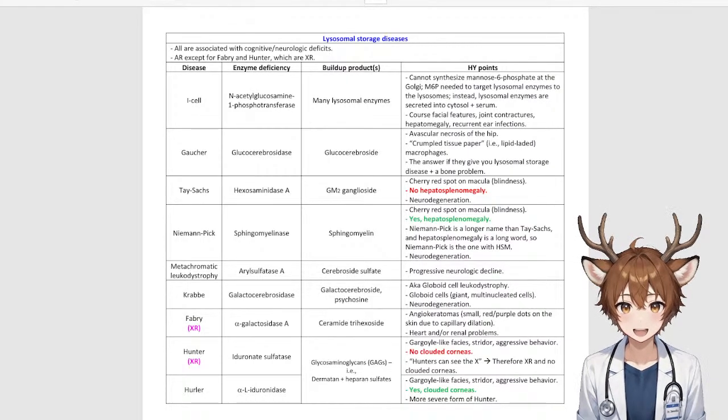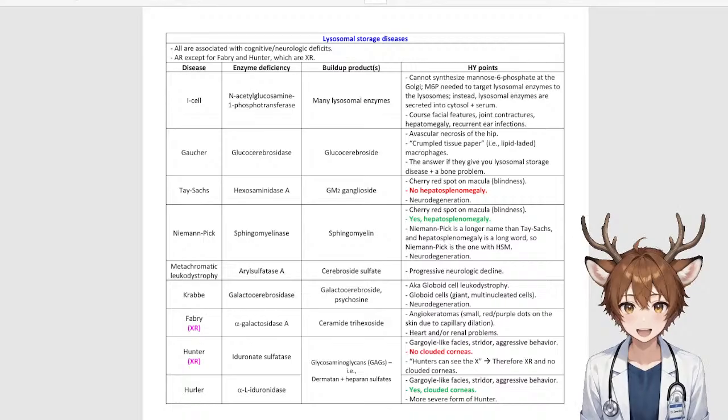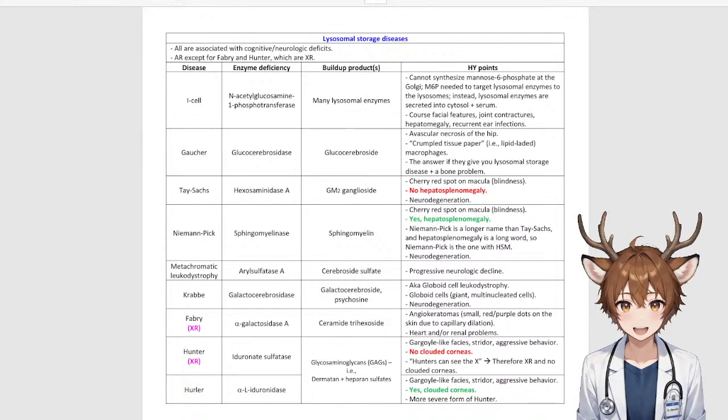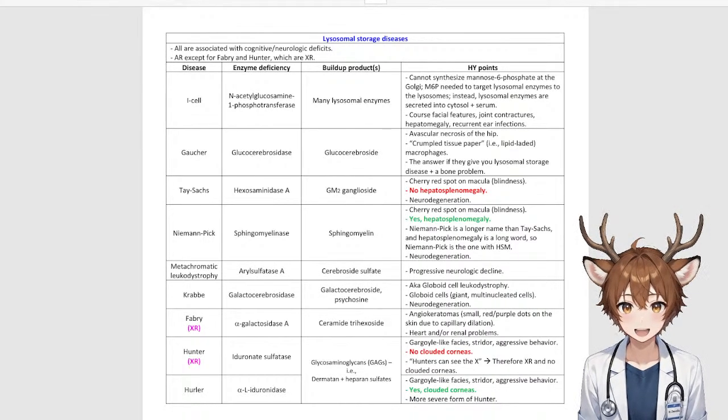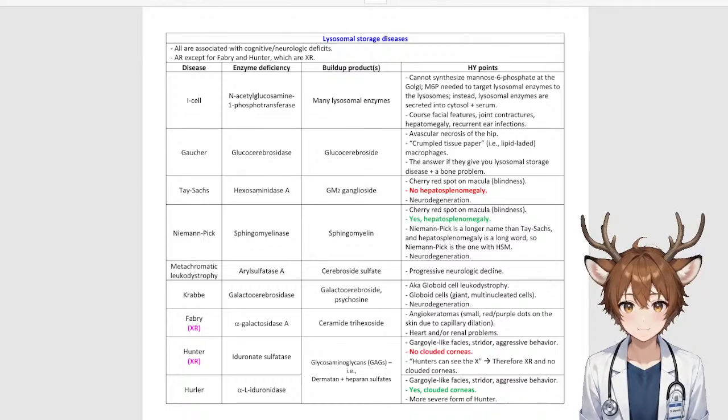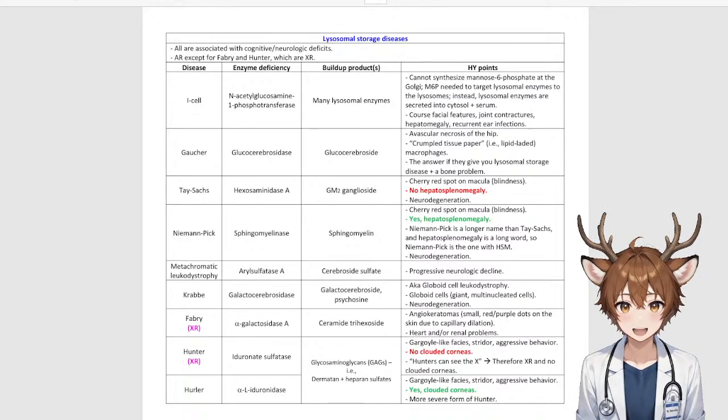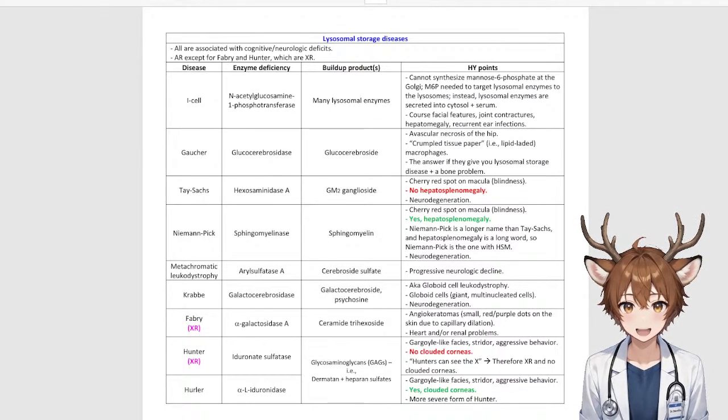Lysosomal storage diseases. All are associated with cognitive/neurologic deficits. Autosomal recessive except for Fabry and Hunter, which are X-linked recessive. I think that's what they mean by XR. Disease, enzyme deficiency, build-up products, and high-yield points.